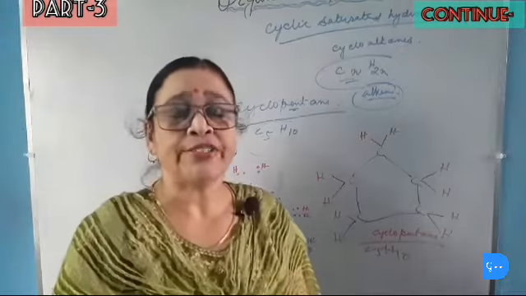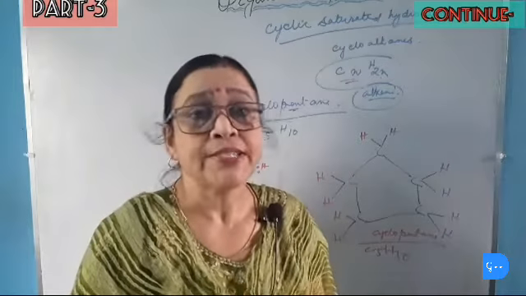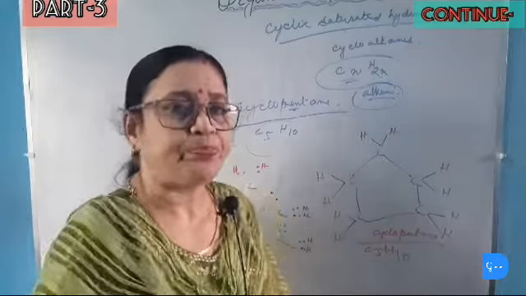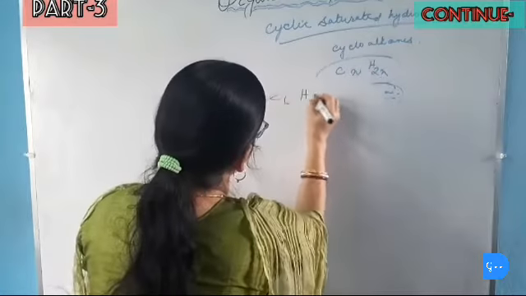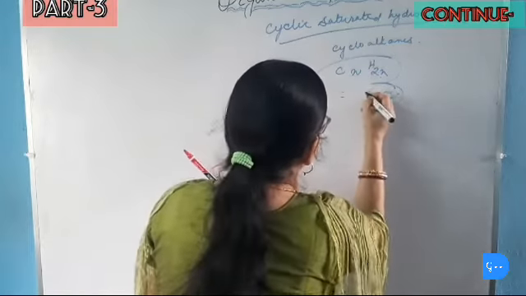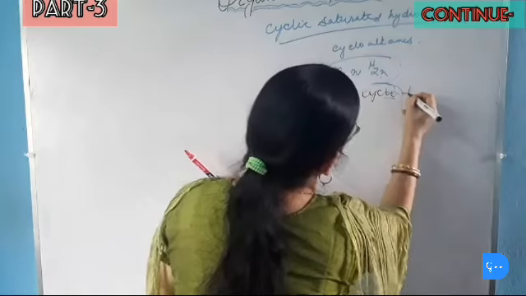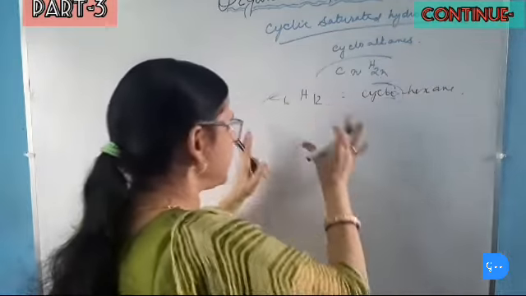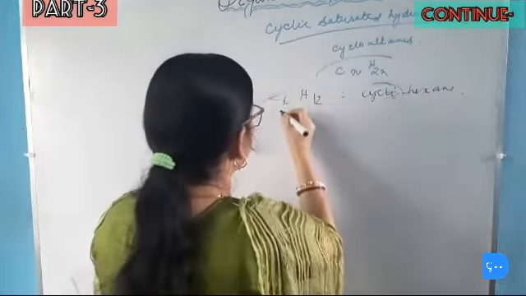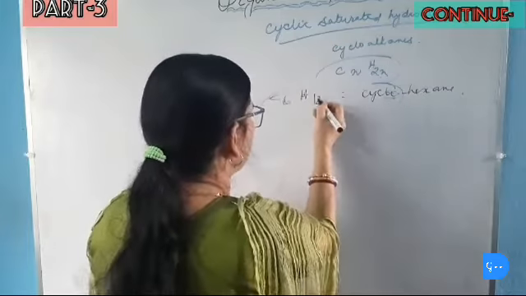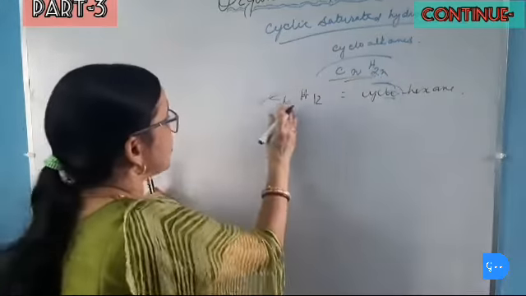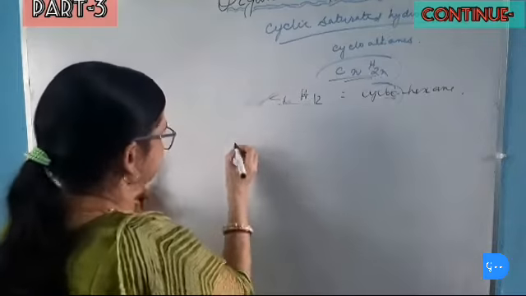Again, we will draw the structure of cyclohexane. Cyclohexane means C6H12. There are 6 carbon atoms. This is called cyclohexane because the carbon atoms are arranged in a ring and there are 6 carbon atoms, so the number of hydrogen atoms will be 12. The formula is CnH2n. So now let's draw the structure of cyclohexane.